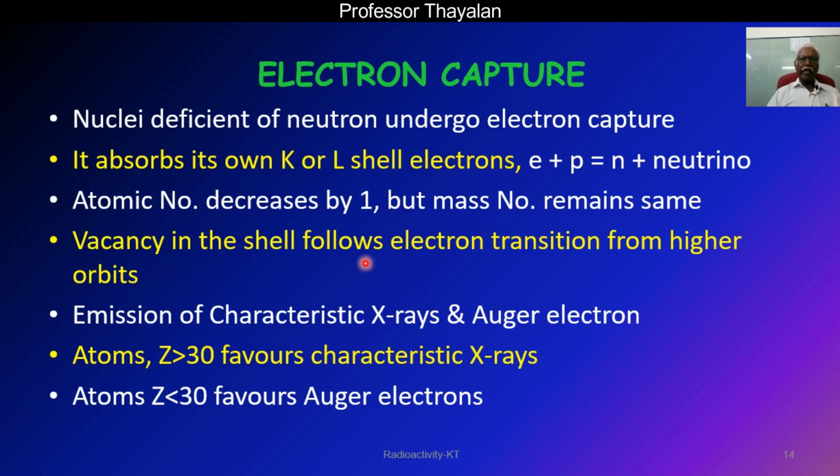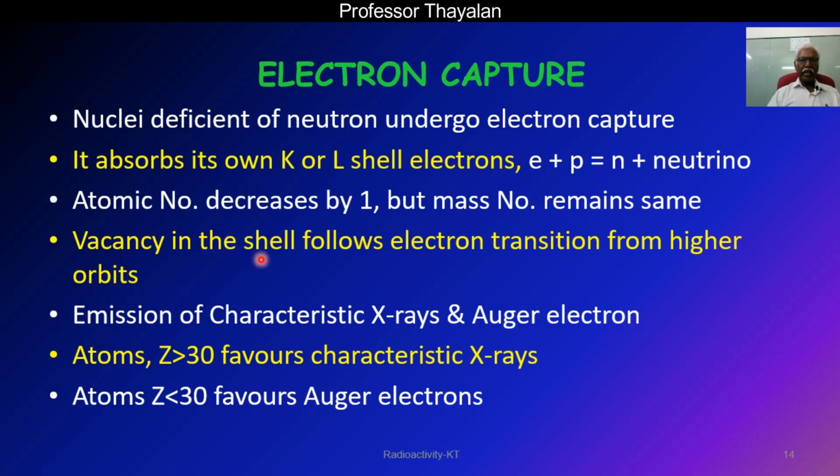There are two more decays called electron capture and internal conversion. Let us see electron capture first. Nuclei deficient in neutrons undergo electron capture. It absorbs its own K or L shell electron. The electron combines with the proton and forms one neutron and a neutrino. The neutron is kept inside the nucleus and the neutrino is emitted. As a result, the atomic number decreases by 1 but the mass number remains the same.